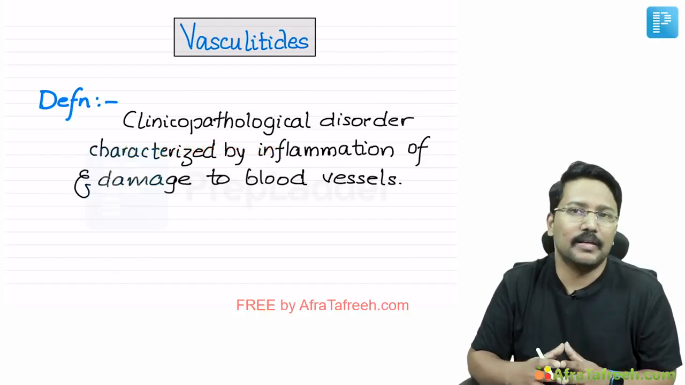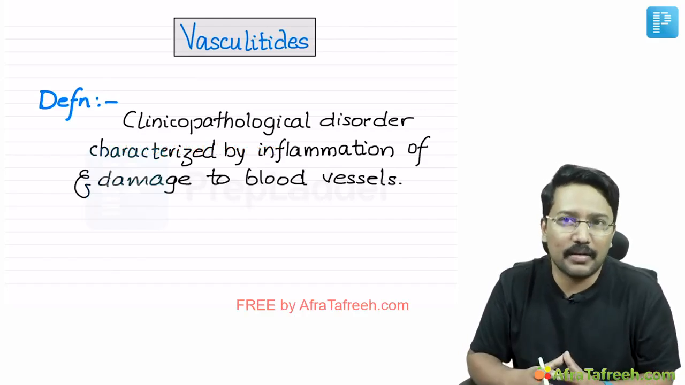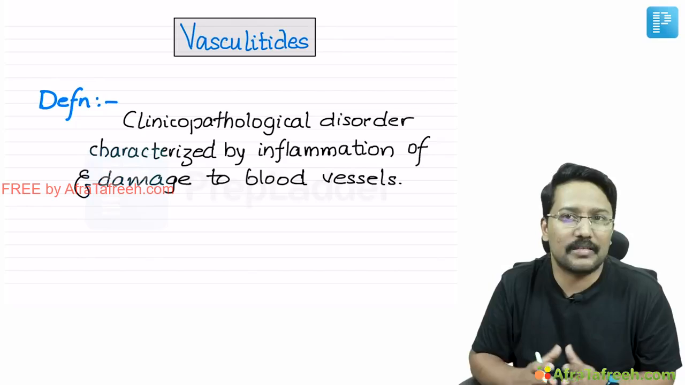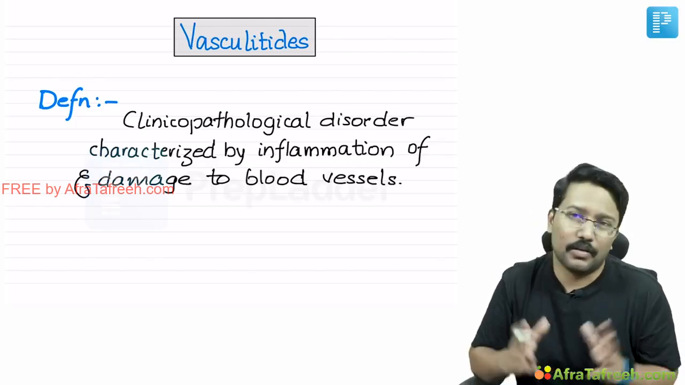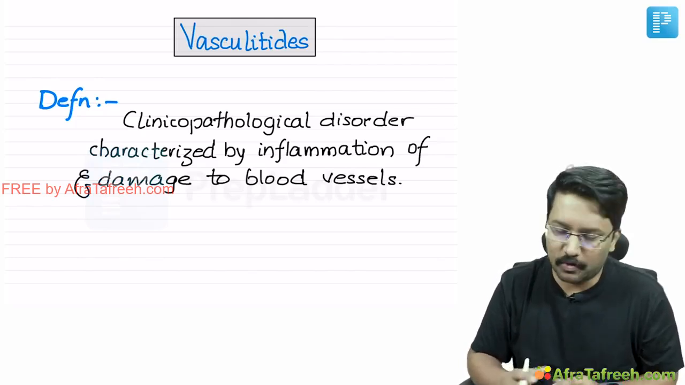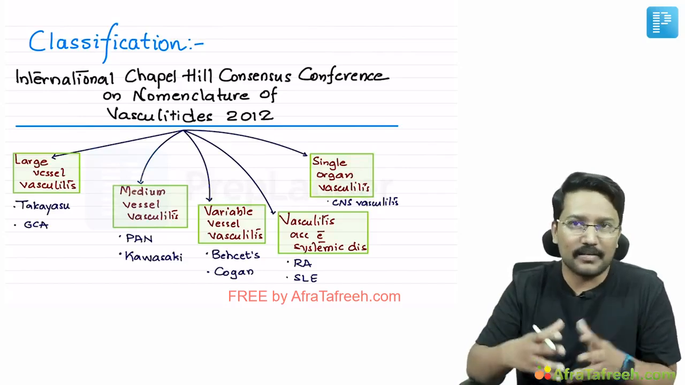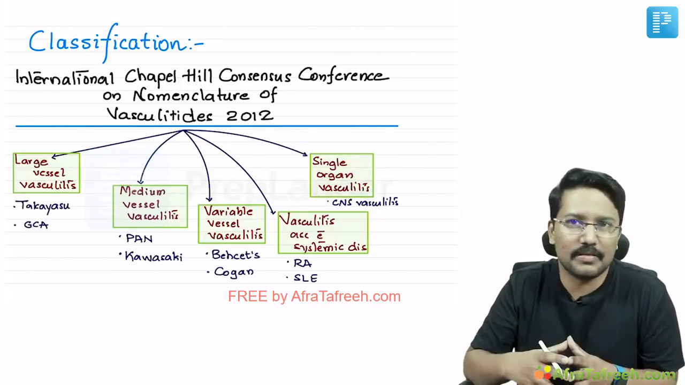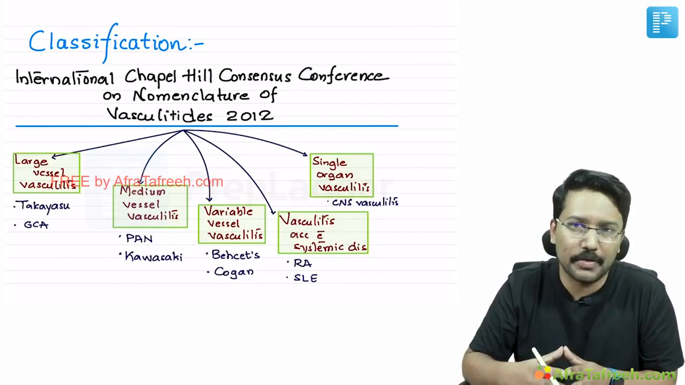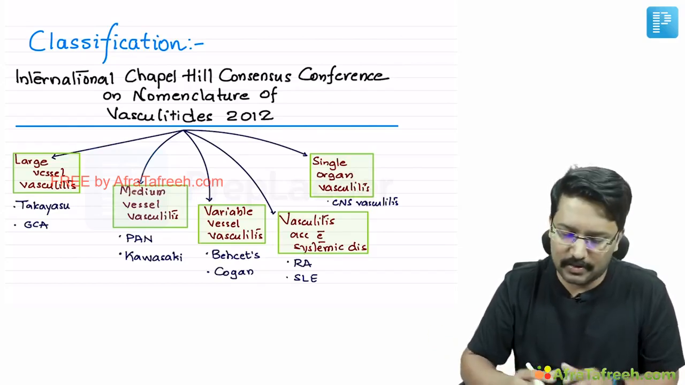Nonetheless, currently what we have accepted as a routine classification system is the 2012 Chapel Hill consensus nomenclature classification system. Though I do agree that this is still a work in progress, that is what is in commonplace from 2012 onwards. So we will first understand the classes under the Chapel Hill classification system, and then discuss the large vessel vasculitis in this video. In the subsequent videos, we will be discussing the medium as well as small vessel vasculitis.